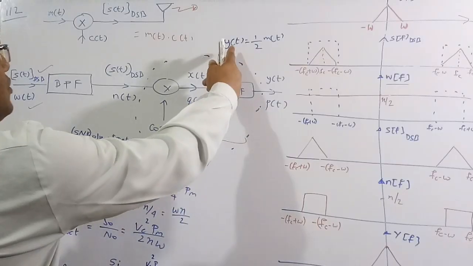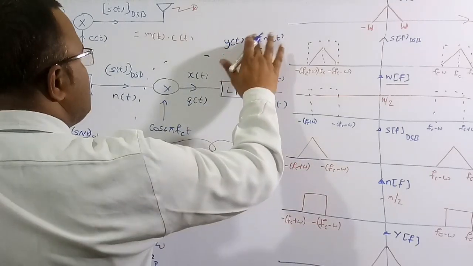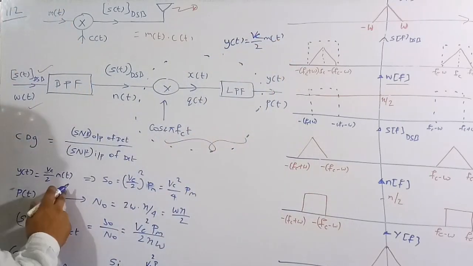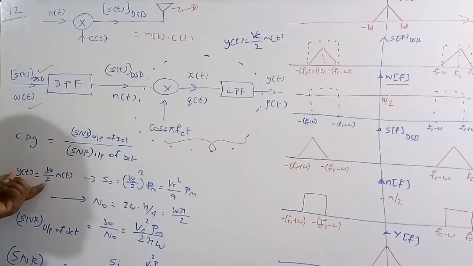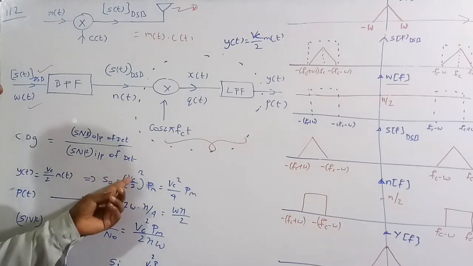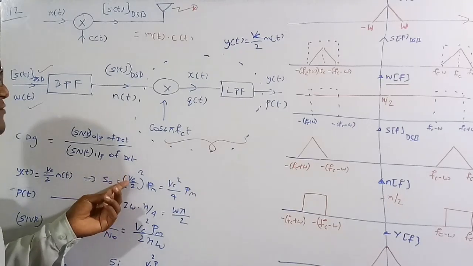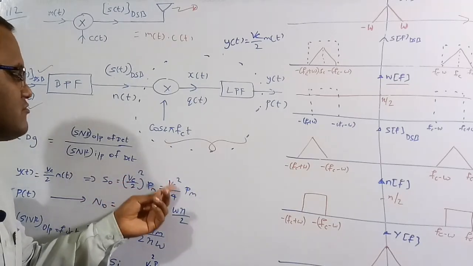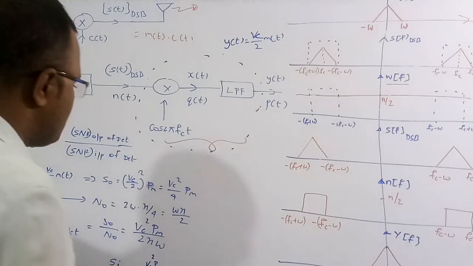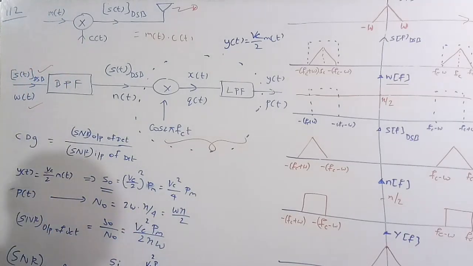I have already told you the output signal is Y of t, which is Vc by 2 times m of t. So whatever power is present in this Y of t is equal to S naught, which is represented as (Vc by 2) whole square into Pm. Just now I told you in the previous example, (Vc by 2) whole square into Pm is Vc square by 4 Pm. So this much power is present in the signal Y of t.